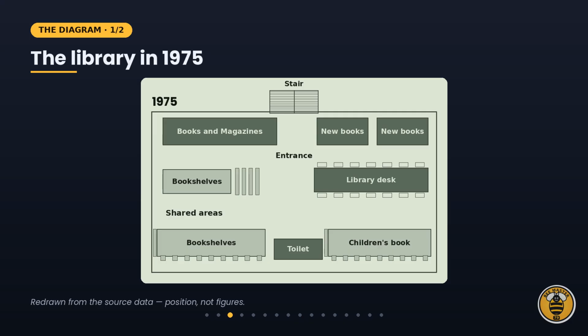This is the library in 1975. The entrance sits at the top center, reached by a staircase. Books and magazines fill the top left corner, with 2 new book stands to the right of the entrance. In the middle you can see bookshelves on the left and the library desk with its ring of seats on the right. Along the bottom edge there are more bookshelves, a toilet in the center, and a children's book area on the right.